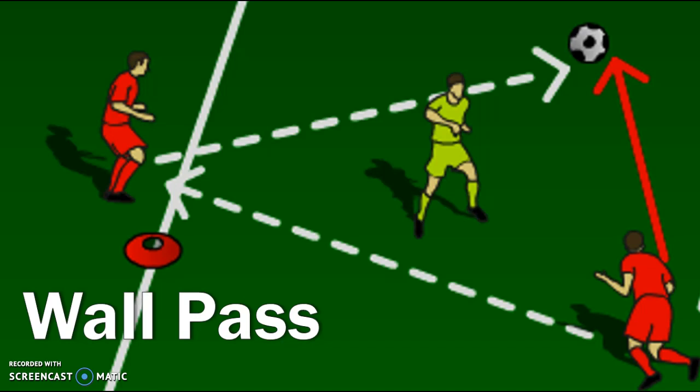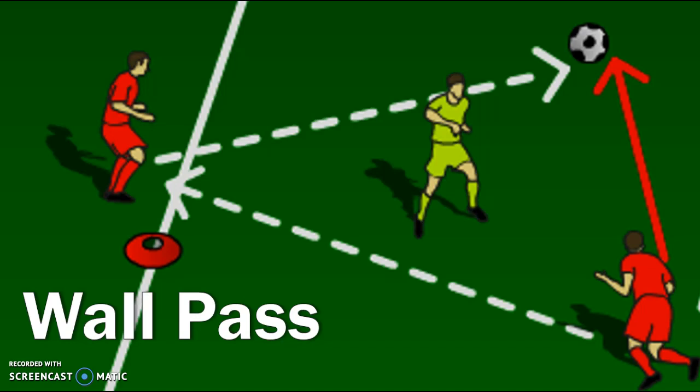It is very important that both you and your teammate keep moving. You must also run into open space directly after you have played the ball to your teammate. The key elements in performing a 1-2 pass are timing and speed. The reason why this double pass is so effective is simple.